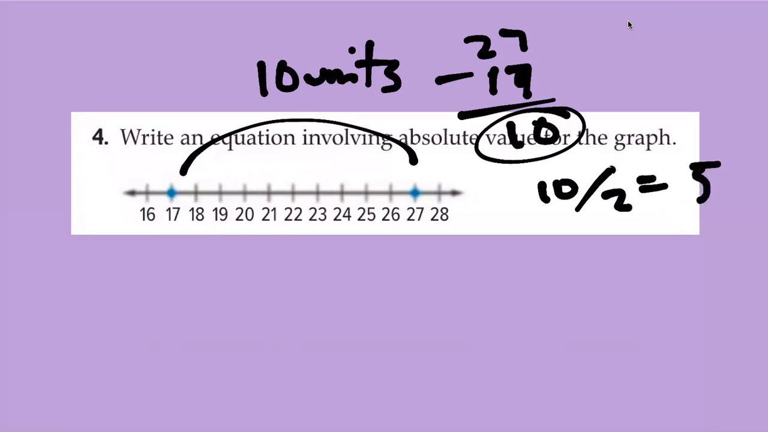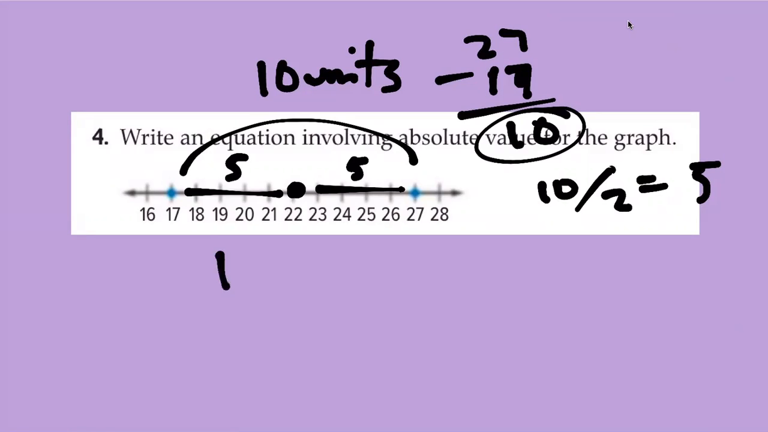So my midpoint's going to be 5 units to the right of 17, or 5 units to the left of 27, because it has to be between those. My midpoint's going to be right there. That gives you your 5 units right here, and your 5 units right here. Now I know my midpoint and I know my distance, so we can start writing this.